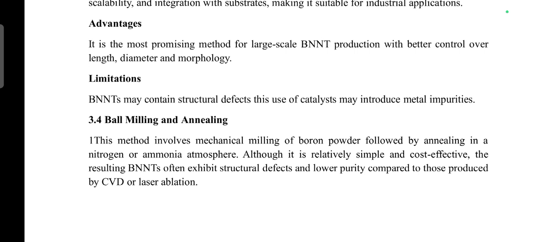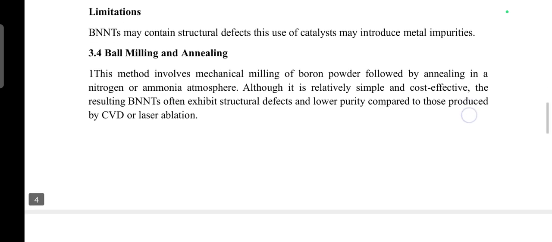Although it is relatively simple and cost effective, the resulting boron nitride nanotubes often exhibit structural defects and lower purity compared to those produced by CVD or laser ablation method. This method involves mechanical milling of boron powder followed by annealing in a nitrogen or ammonia atmosphere.